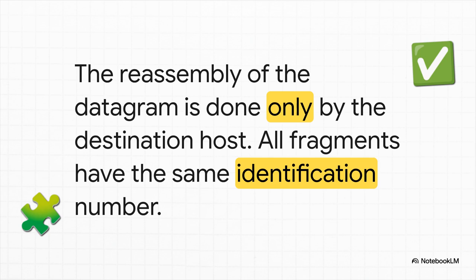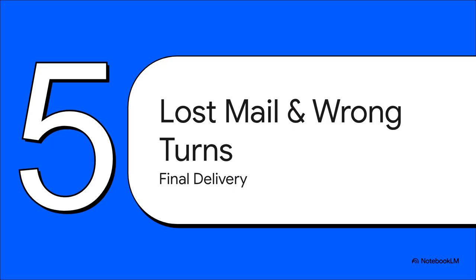So how does a receiving computer put the puzzle back together? Well, the original packet gives all its baby fragments the same identification number. This is like a serial number that tells the destination computer, hey, all of us belong together, which allows it to reassemble everything back in the correct order. Okay, our packet is almost there. It's crossed oceans and continents, it's navigated countless routers, it might have even been chopped up and put back together. Now we are at the final step, local delivery.